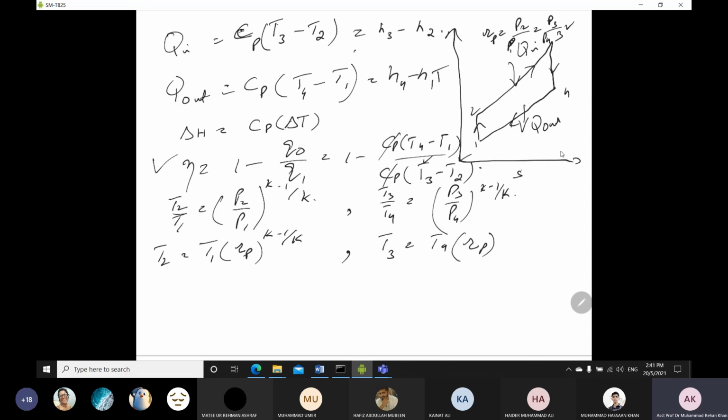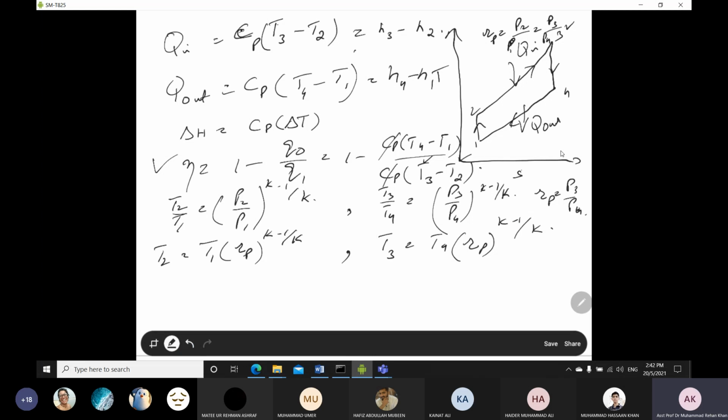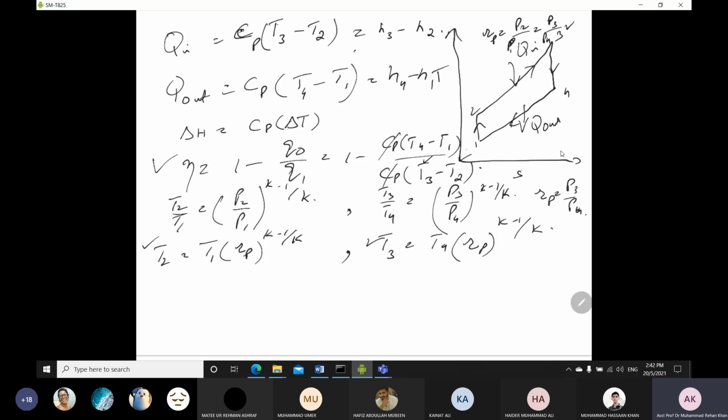P3 over P4 is Rp, because we already see that it is the ratio of maximum pressure. So P3 is at maximum and P4 is minimum. Okay, so Rp to the power K minus 1 over K. Okay, so now we have the values of T2 and T4 with us. So simply we have to put the values of T2 and T4 in the efficiency equation. You can see it is equation number 1. Okay, so we will see what results.